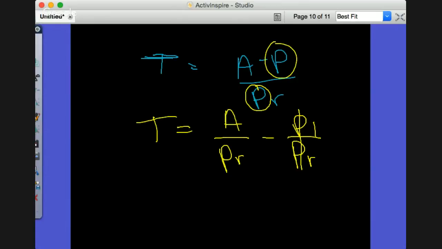Now I don't have 2. So how can I get rid of the 1 over R? Multiply by R. You would think that, actually. What would that look like? Multiply by R, do it times on both sides. Yes, you could do that.